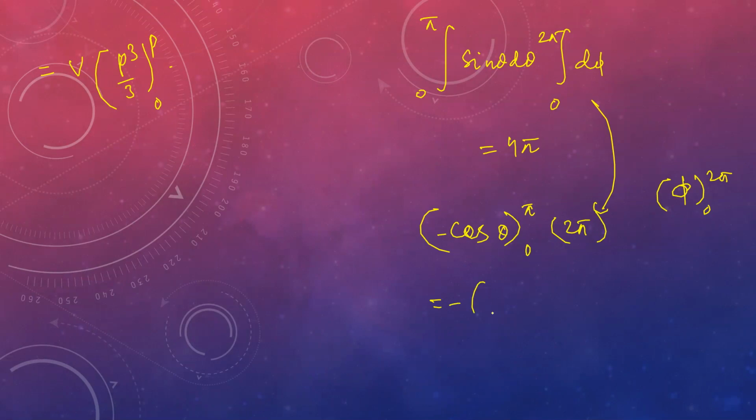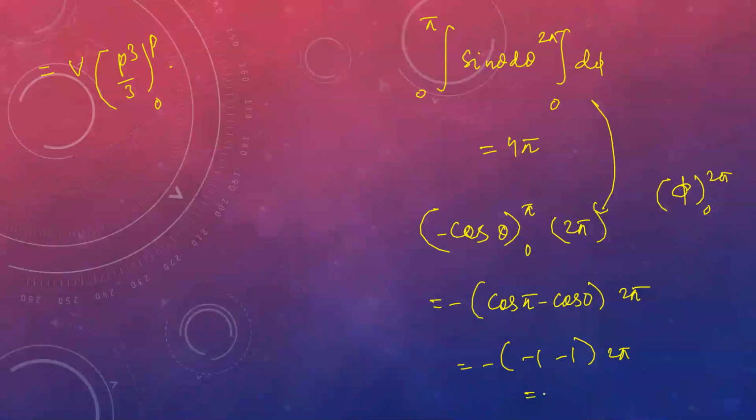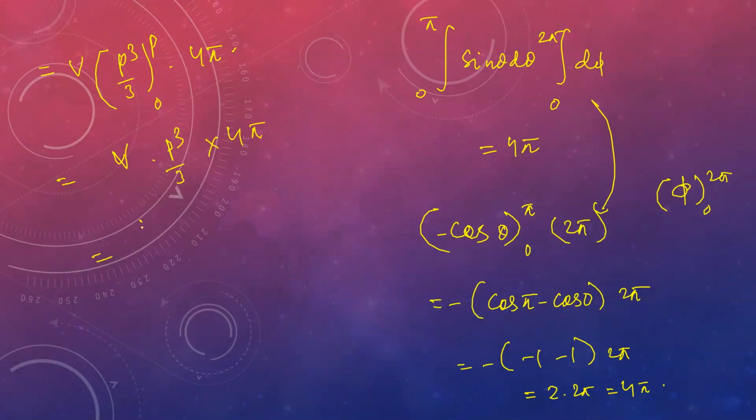So this one is minus cos pi minus cos 0. This is 2 pi. So minus cos pi is minus 1, and minus 1 minus minus, that is plus 2, into 2 pi, that is 4 pi. Okay, so into how much? 4 pi, isn't it? So I'm getting this as V into pq by 3 into 4 pi. If I write it a bit properly, 4 by 3 pi pq V. This is your phase space volume. Did you get it? Did you get how I did it?